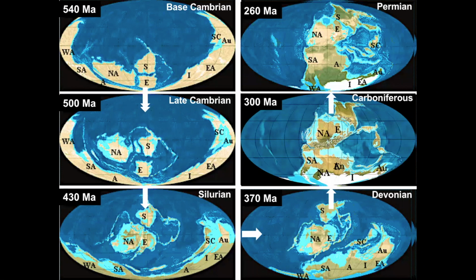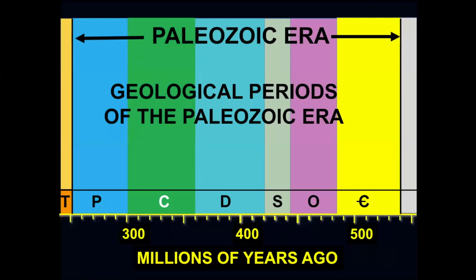And the continents moved around as well. Starting at the top left, we go through a transition. You can see the continents shifting, moving to the South Pole and then accumulating and forming, and they form and unform supercontinents as they go. So lots of change. We're going to look at the geological periods of the Paleozoic era in turn.